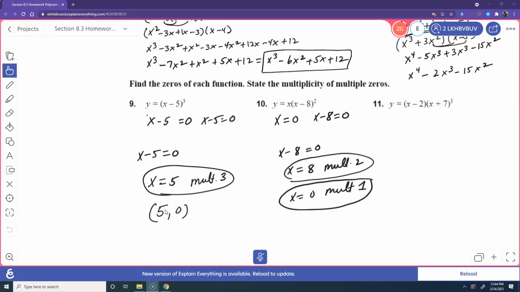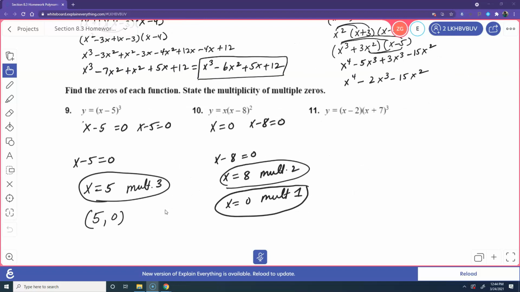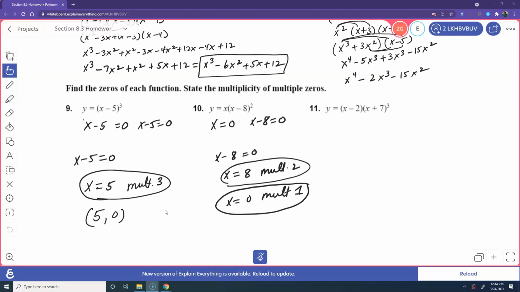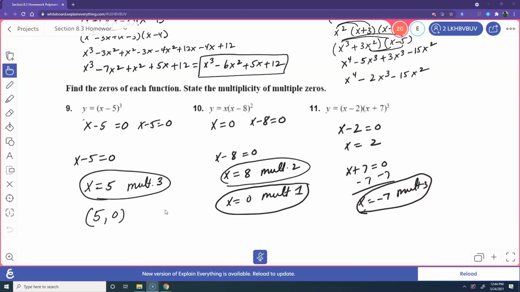Okay. Number 11, we have x minus 2 is equal to 0, so x equals 2. I'm not going to write x plus 7 3 times because that is a multiplicity of 3. Subtract 7, so x equals negative 7, and that's a multiplicity of 3. In other words, it's repeated 3 times, and this is a multiplicity of 1. That's a multiplicity of 1.